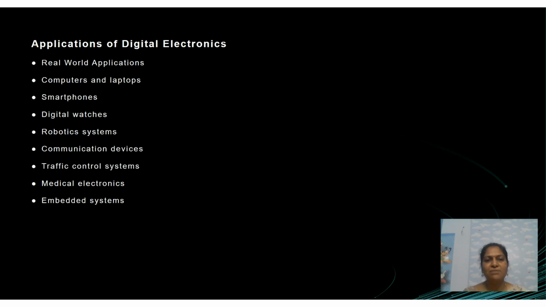So what are the applications of digital electronics? In real world applications, everywhere we are using digital electronics: computers and laptops, smartphones, digital watches, robotic systems, communication devices, traffic control systems, medical electronics, embedded systems. These are only some of the examples, many more are there.